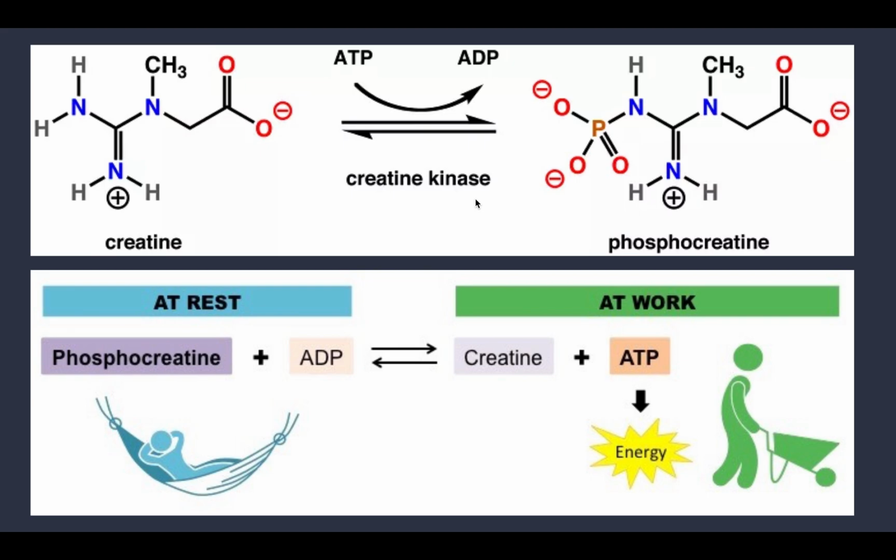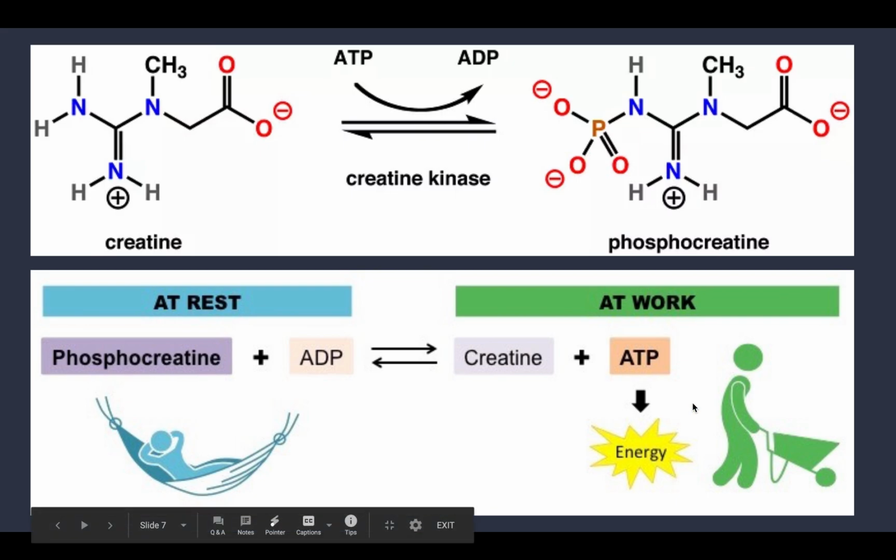This image shows creatine becoming phosphocreatine and ATP becoming ADP. This image shows a person at rest, so he has phosphocreatine stored and ADP. It then becomes creatine and ATP, which can be used as energy to do work.